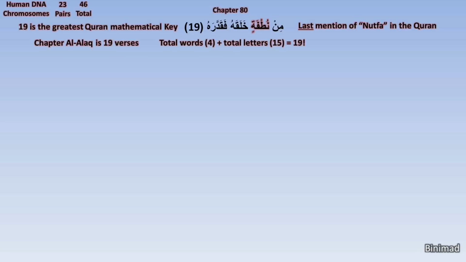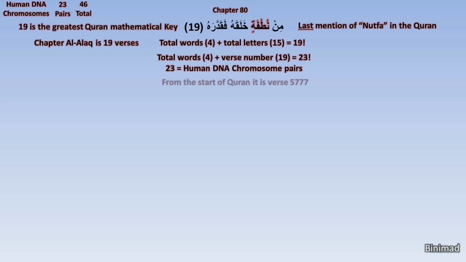So I added the number of words in the verse to the number of the verse, and amazingly, this equals 23. Subhanallah. Again, we get the number of chromosome pairs in humans. All of this highlights this verse even more, so I dug even deeper. This verse, which has the last mention of nutfa, is verse 5777 from the start of the Quran.